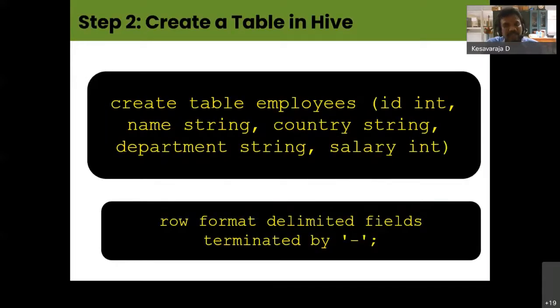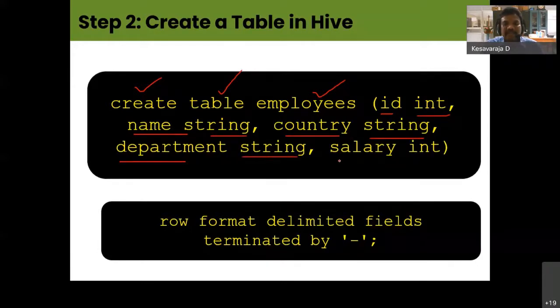Please listen carefully. Create table employees. I am creating a new table. Create table employees, ID integer, name string, country string, department string, salary integer. The name of the table is employees, which comprises 5 columns. The first column is ID, the second column is name, the third column is country, the fourth column is department, the fifth one is salary.